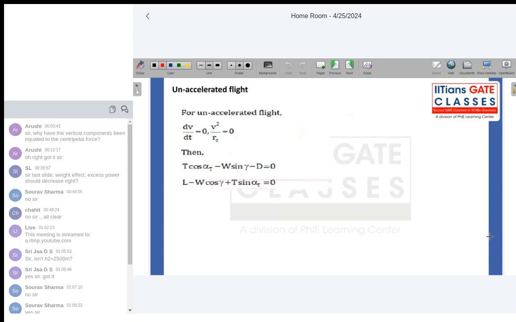Now for unaccelerated flight, which means there is no acceleration, that means if we consider linear and centripetal acceleration equal to 0, then the equations become T cos alpha t minus W sin gamma minus drag equal to 0, and lift minus W cos gamma plus thrust sin alpha t equal to 0.